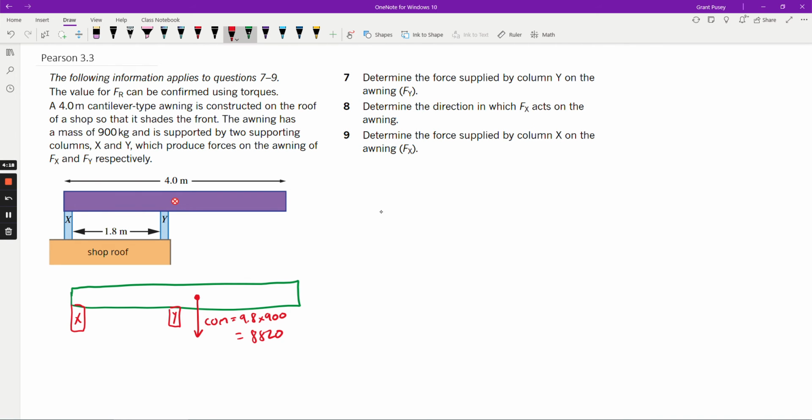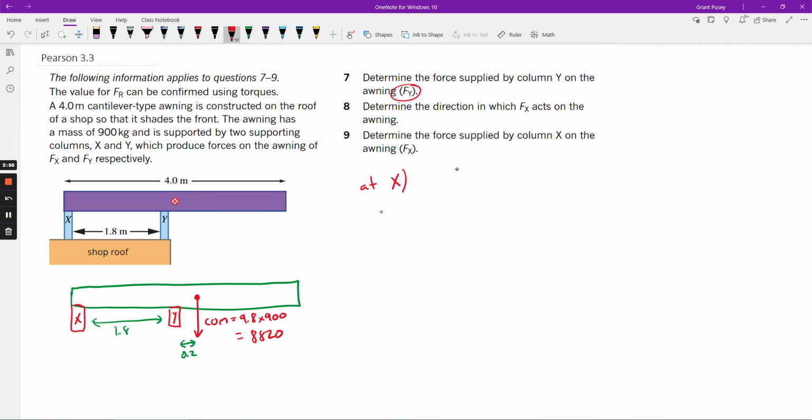So just to flesh it out a little bit, you know the distance here is 1.8 meters, and you know the distance between the center of mass and Y is 0.2, but you probably won't need to use that in this. Okay, so if you know the center of mass and the question's asking for the force due to Y, then the sensible thing to do would be to take X as the pivot. That way you don't have to worry about that, and you can find the unknown about Y.